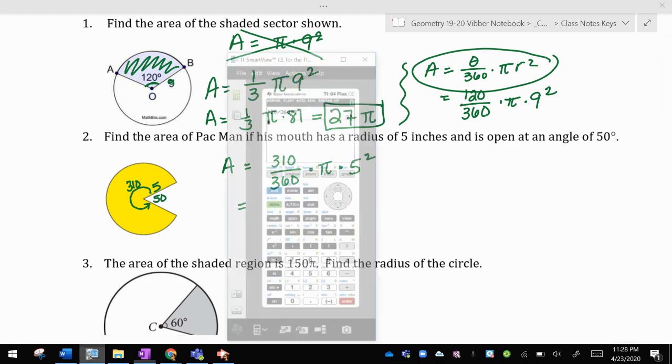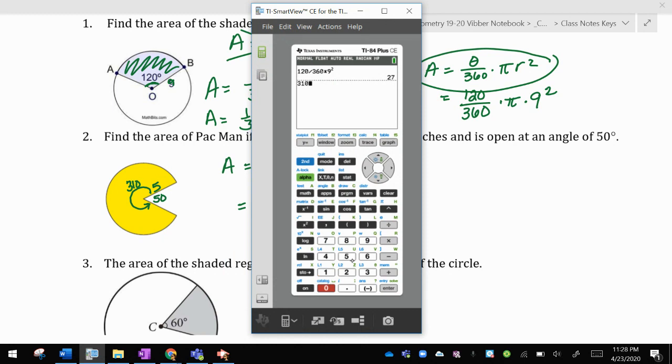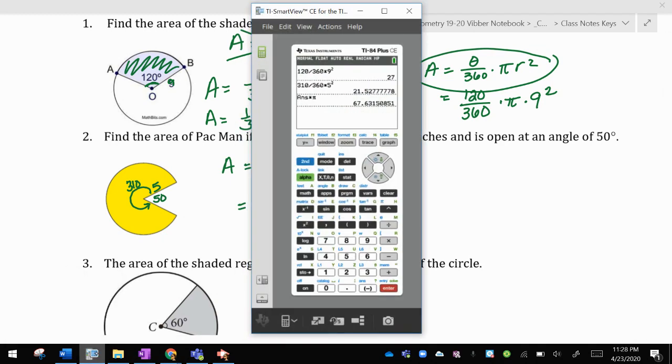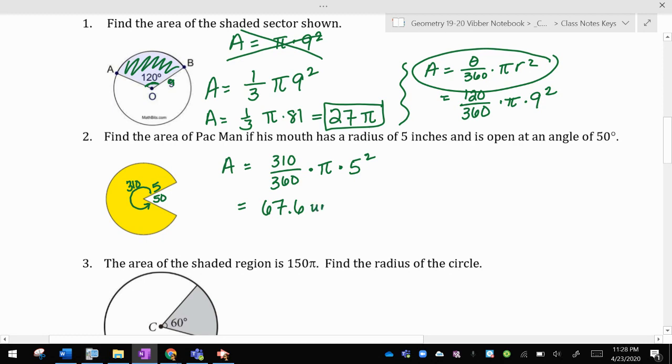And I'm just going to pull that out because I don't know what that is as a nice fraction. So 310 out of 360 times pi times 5 squared. That's a pretty ugly decimal as it stands, so I'm going to multiply by the pi. And in decimal form, this is 67.6 square units. Did I say that right? I think I did. Yes, I did. So that'd be 67.6 square units is the area of Pac-Man. Angle over 360 times pi r squared.